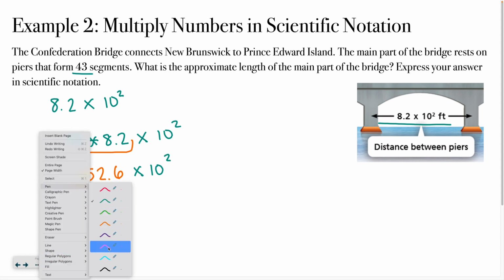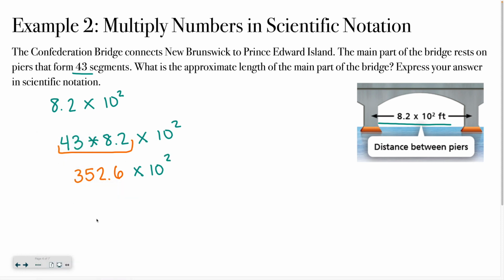And I'm really close to having my answer in scientific notation, but I can't have 3 numbers in front of the decimal, so I have to move it 1, 2 spaces, so I know I have to add 2 to my exponent. So I have 3.526 times 10 to the 4th. And that right there would be my final answer. Well, almost. I would also want to say feet, because we're talking about distance here, and labels matter.